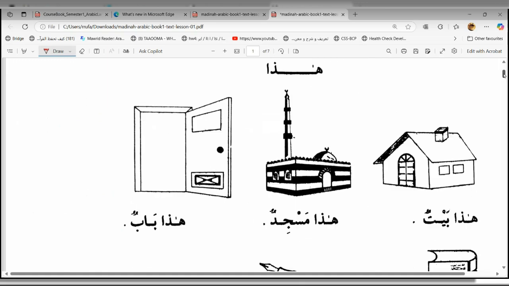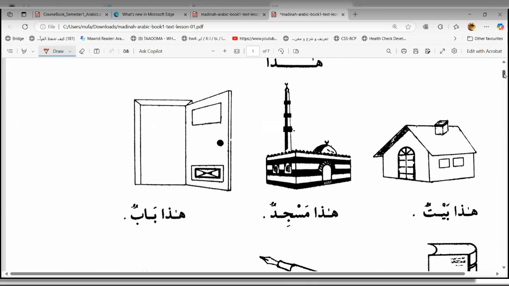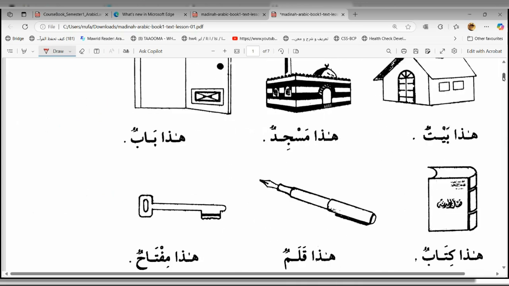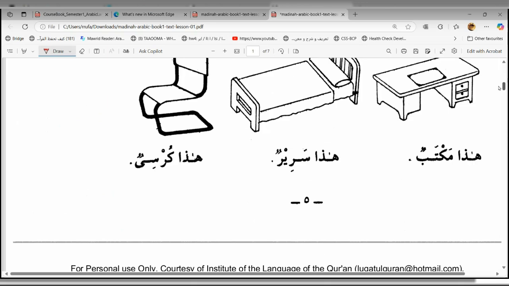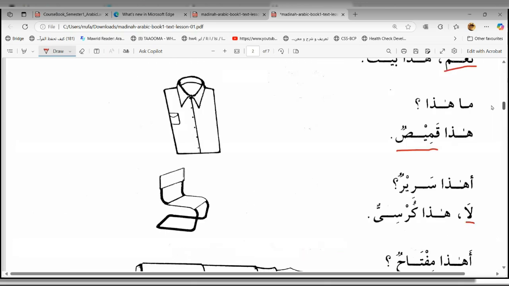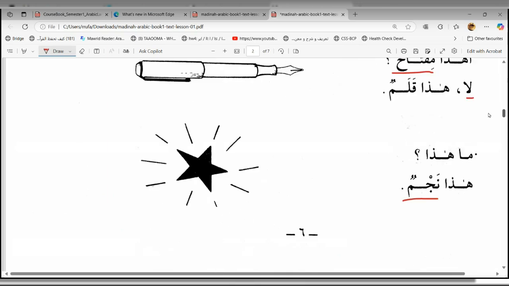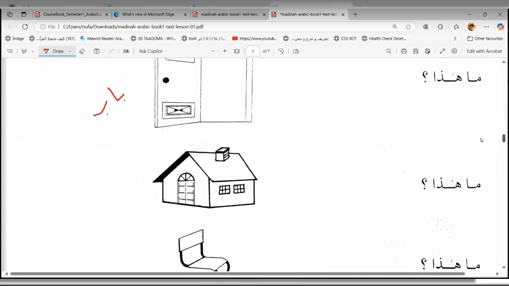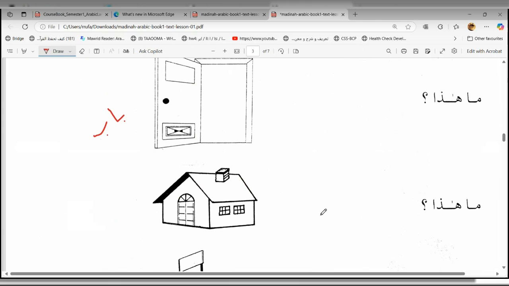So far, we've only seen masculine nouns. Bait, Masjid, Bab, etc. They're all masculine. It's just to keep things simple for now. But later on, we will encounter nouns that are feminine. I just want to share that concept. Okay, now the next one, we'll rotate again. Mahada. The word for this is bait.